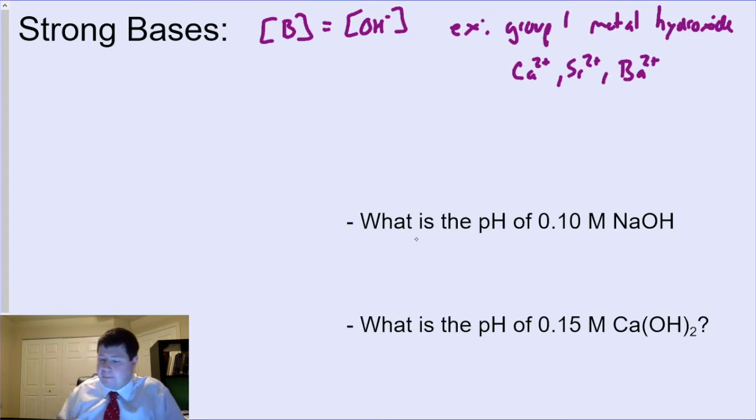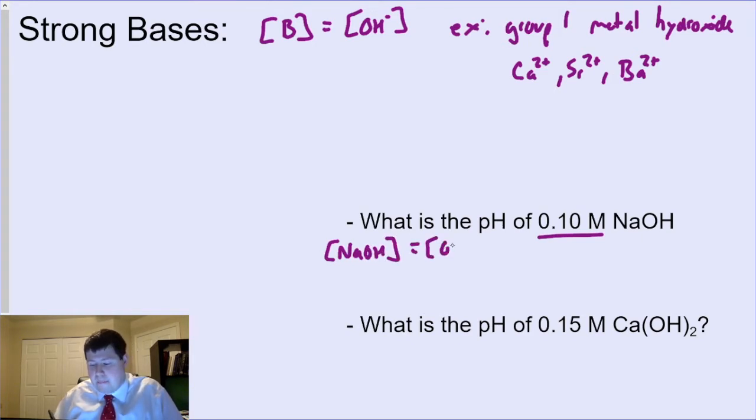So to take a look at an example, what is the pH of 0.1 molar NaOH? Well, to do this, I know that 0.1 molar is going to be the concentration of both my NaOH, and because this goes to completion, my OH minus ion. Those are both 0.10 molar.